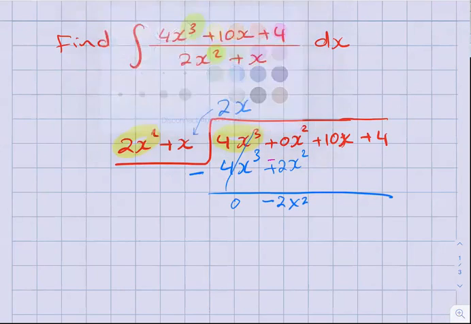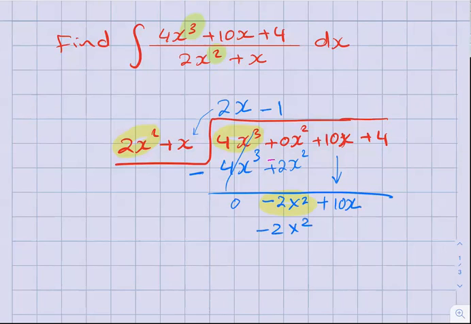And then we will put this down. So this is going to be plus 10x. So now the leading term is minus 2x squared. So minus 2x squared divided by 2x squared is minus 1. So that's minus 1. And minus 1 times 2x squared is minus 2x squared. Then minus 1 times x is minus x.